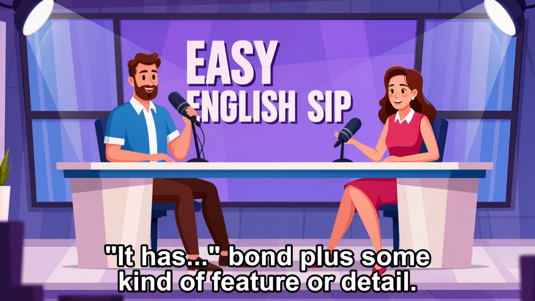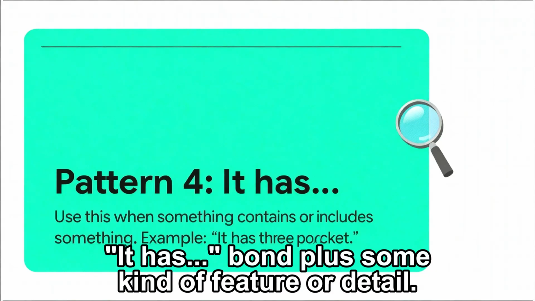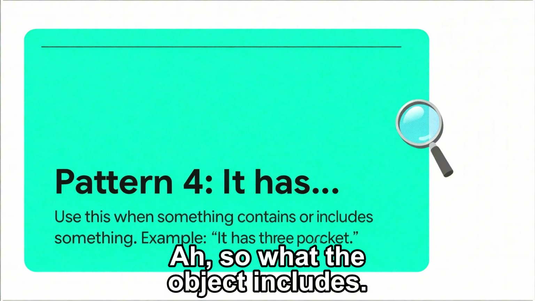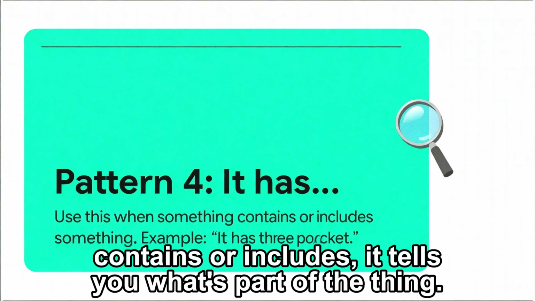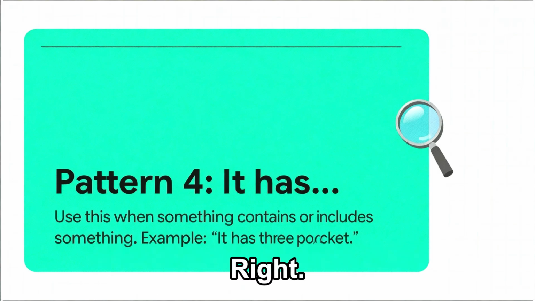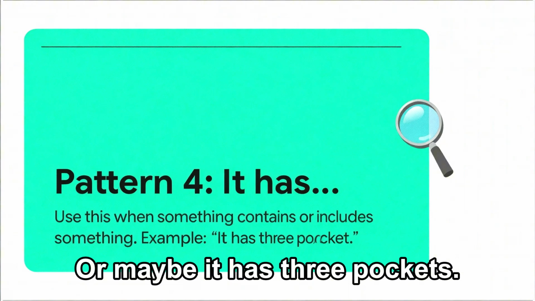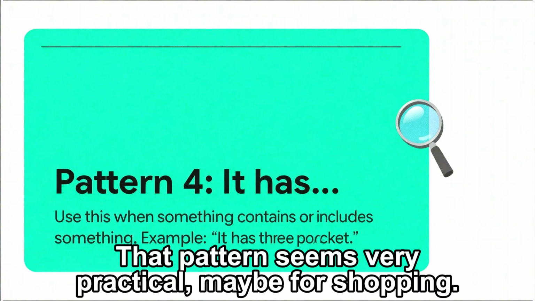Structure number 4. It has plus some kind of feature or detail. So what the object includes. Yes, exactly. Use this when you want to describe what the object contains or includes. It tells you what's part of the thing. Right, like, it has a nice design. Or maybe it has 3 pockets. That pattern seems very practical, maybe for shopping.